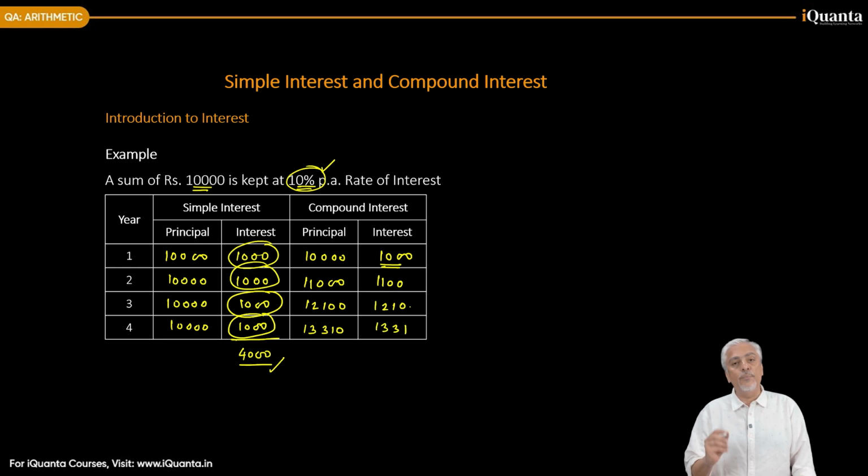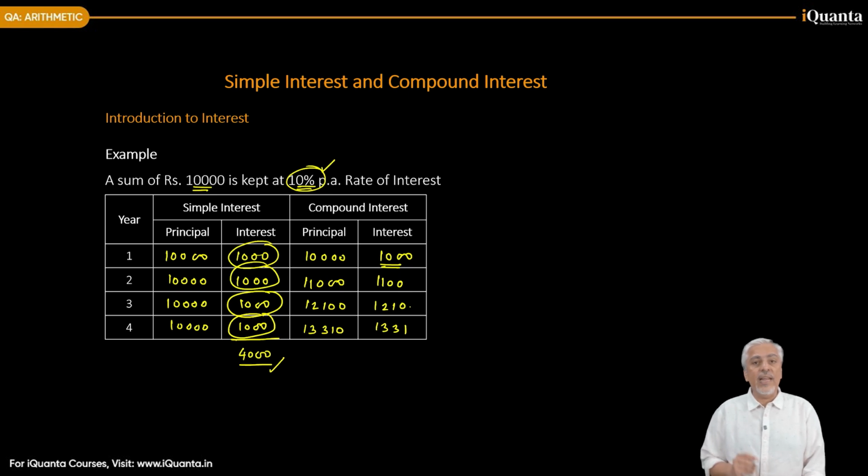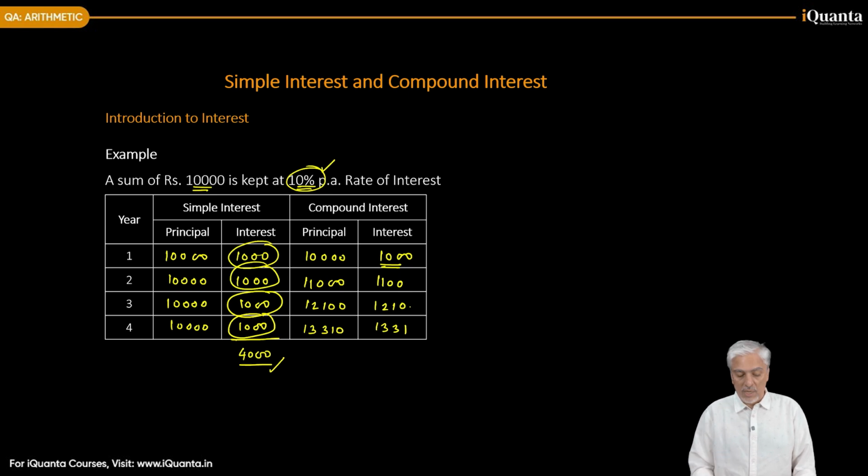And therefore, what is the important thing you notice? That every year your compound interest changes. Your compound interest is not the same in any of the years. In fact, compound interest will always keep on increasing every year. And we will see what kind of pattern it follows for increasing also. That's going to be very important.